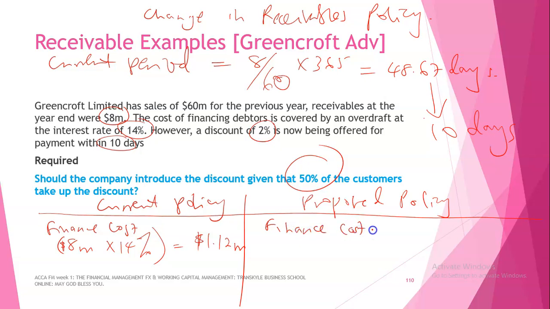All right, the finance cost for the proposed policy now. Here we can't simply take the 8 million and slot it in the figures. We need to adjust it to some extent. So we need some working to determine the receivables figure we are going to use. And it's not an issue of simply multiplying 8 million by 50%. You would get a wrong figure there.